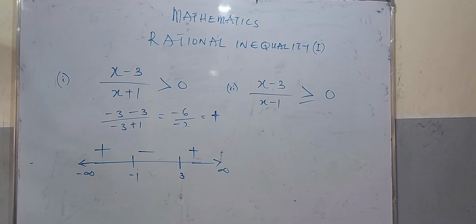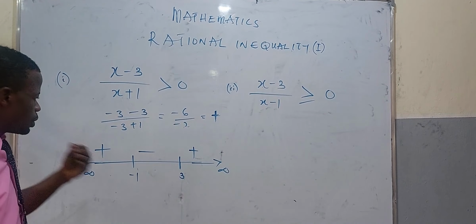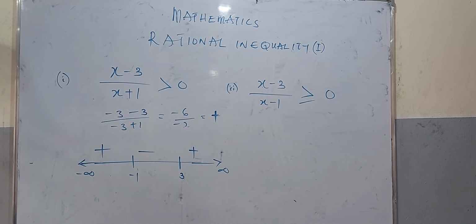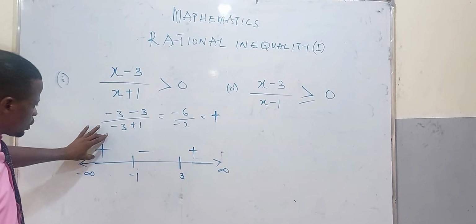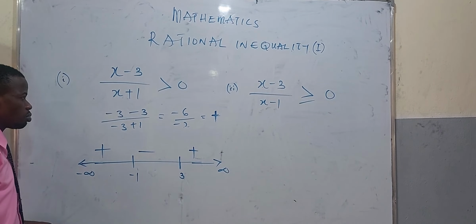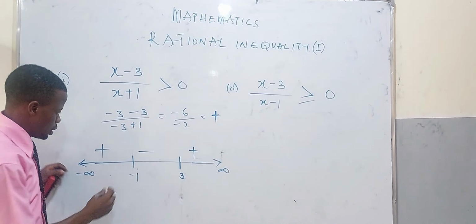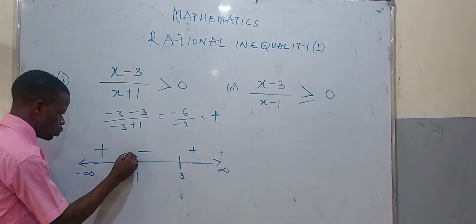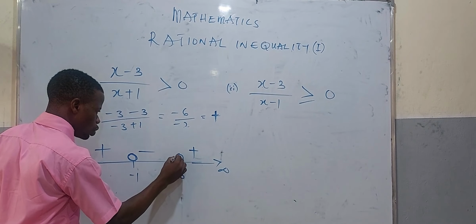Now we go back to the question. It is greater than 0, right? If it's greater than 0, which regions satisfy this? The positive sides. These are the regions that we capture. Because it's greater than, it is a strict inequality, so what we should have here should be a circle, not shaded. This one too, a circle, not shaded.